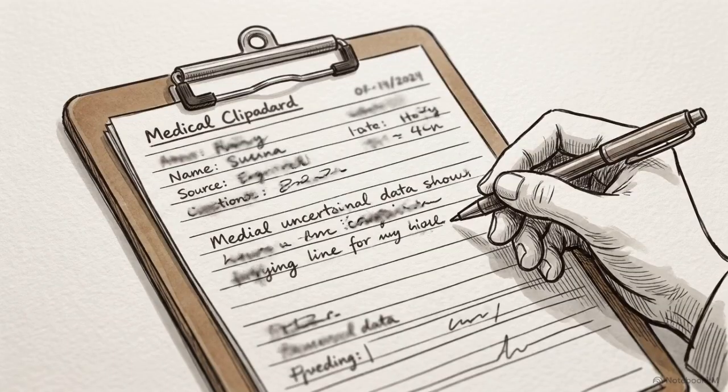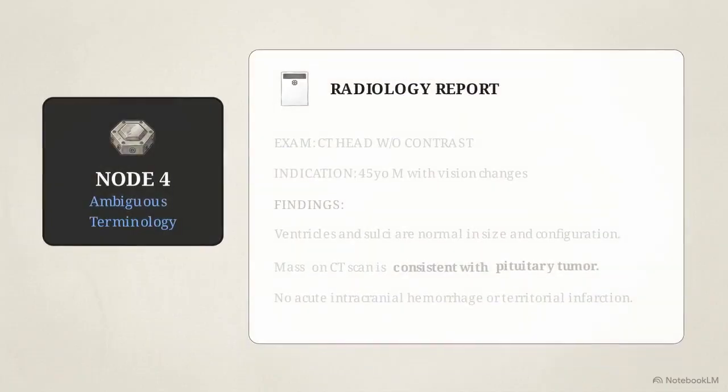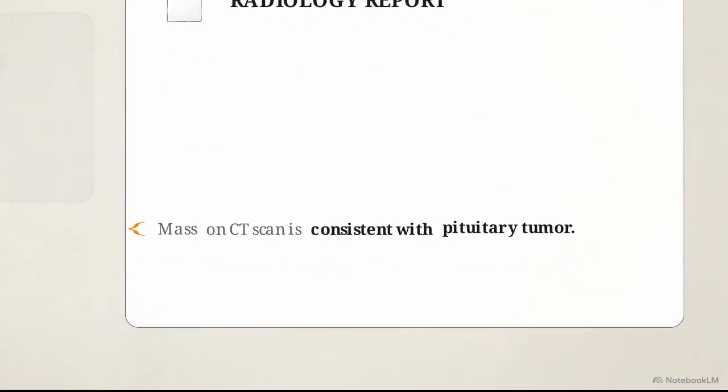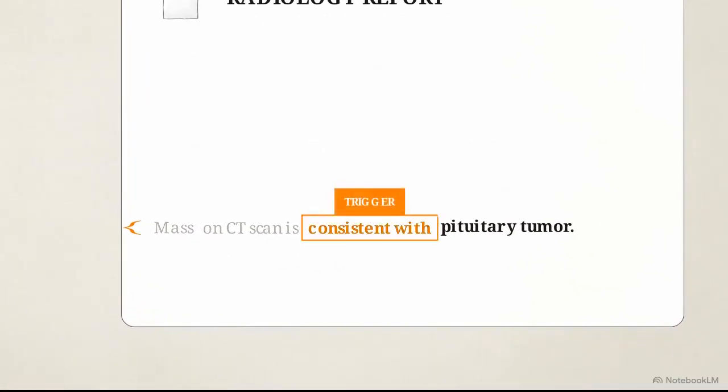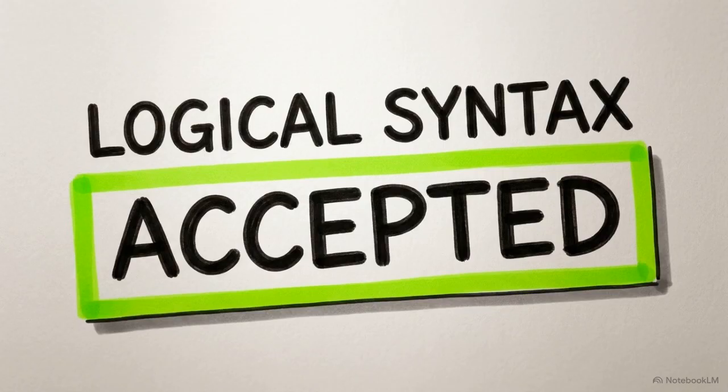Outside of a perfect dataset, medical records often lack definitive histologic confirmation. Clinicians frequently rely on subjective descriptions. To process this uncertainty, the algorithm uses Node 4, the ambiguous terminology protocol. Take this sample radiology report. Mass on CT scan is consistent with pituitary tumor. The logic here is absolute. If an approved ambiguous term directly precedes a reportable diagnostic term, the registrar must accession the case.